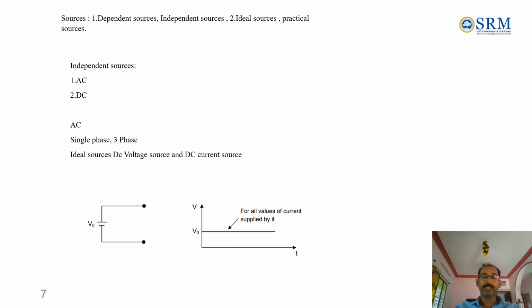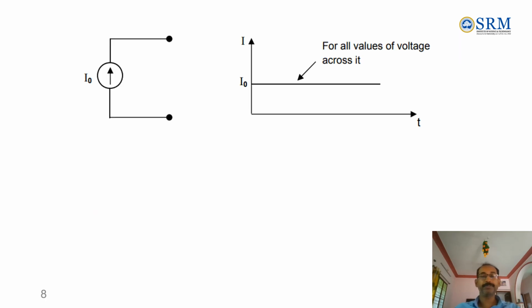Ideal sources, DC voltage source and DC current source, are shown in the figure. This is known as an ideal voltage source because there is no internal resistance. If it is a practical voltage source, there will be an internal resistance here, right? This is the terminal voltage, plus and minus. As it is an ideal voltage source, the same voltage you will get here. If it is a practical voltage source, some portion of the voltage will be dropped here, and the remaining voltage you get as the terminal voltage, right? Fine. This is the representation.